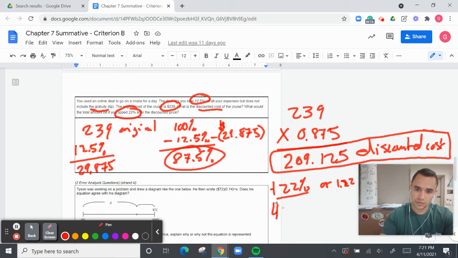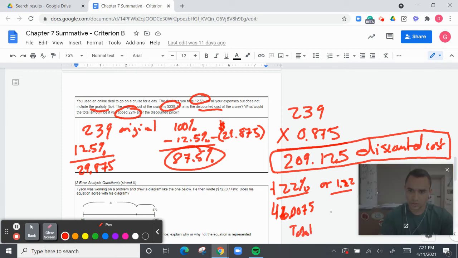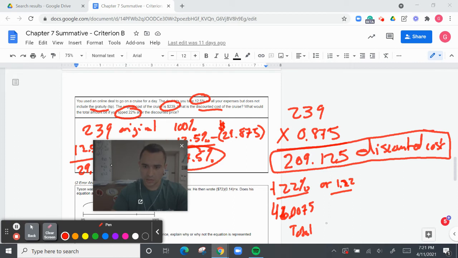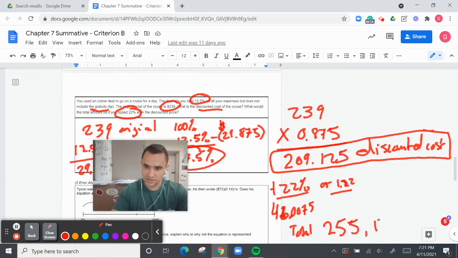If you do the 22%, you should get 46.0075. And if you just get 46, that's totally fine. So then you're going to add that to that. And that means your total will be, move this over here. The total is going to be $255.13 once you round it up.